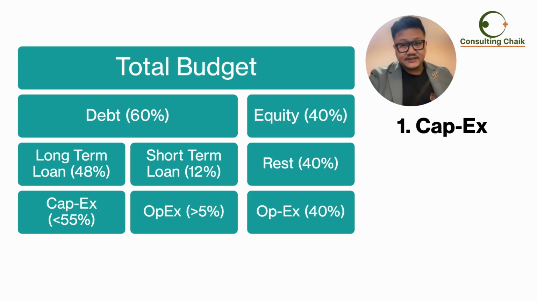So CapEx is where the whole thing starts. When you plan to make a hospital, you start with the total budget. In the total budget, we have learned in MBA that the debt equity ratio is 2:1. But it is good to have equity of 40% and debt not more than 60%. Inside the debt, you have your long-term loan and your short-term loan. Out of those 60%, 48% should be your long-term loan, and the short-term loan should be much lesser, about 12% of the 60.